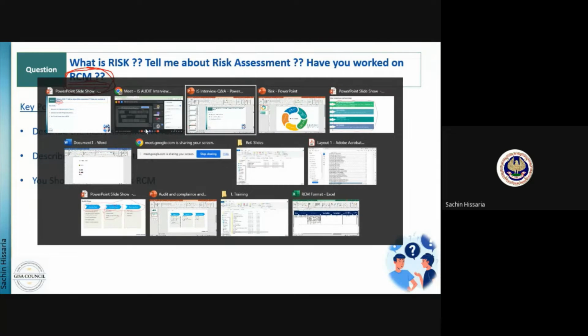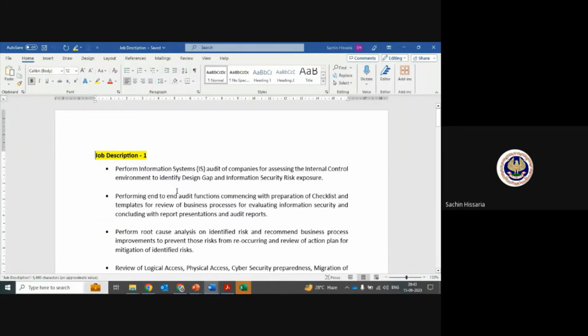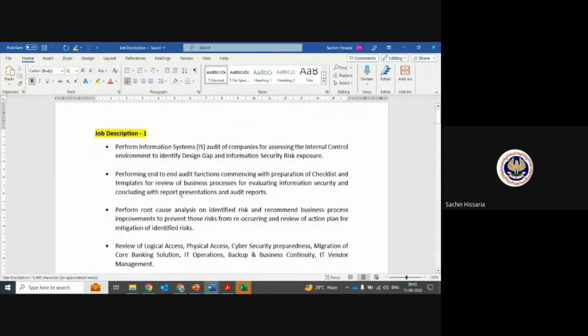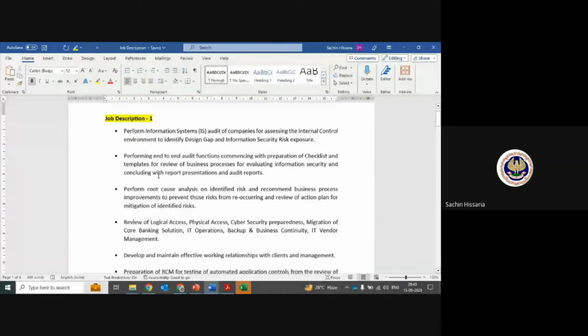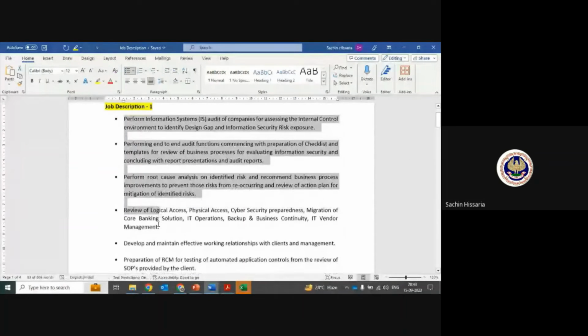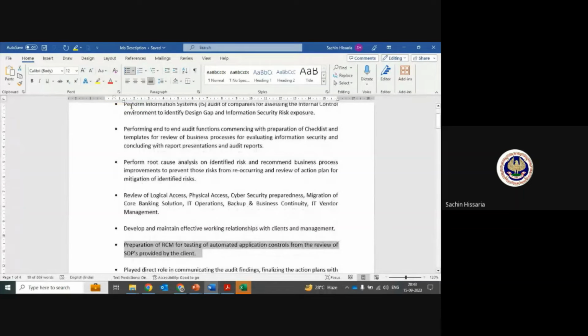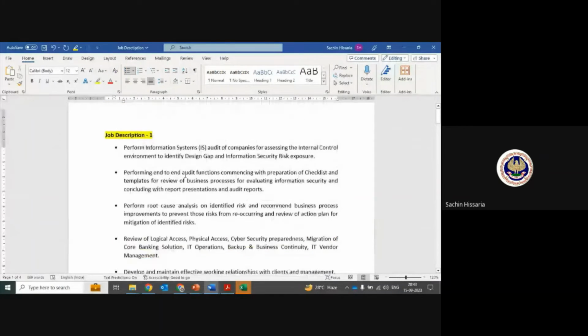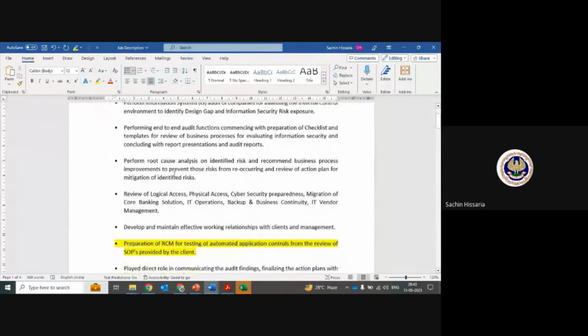Before I answer this question, let me show you a sample job description, which I have taken from the internet. This is the JD which was asked by one of the big four. As you can see here, there is one requirement of preparation of RCM and testing. And guys, I am being very frank with you, I have taken this job description from one of the big four. RCM is very important.